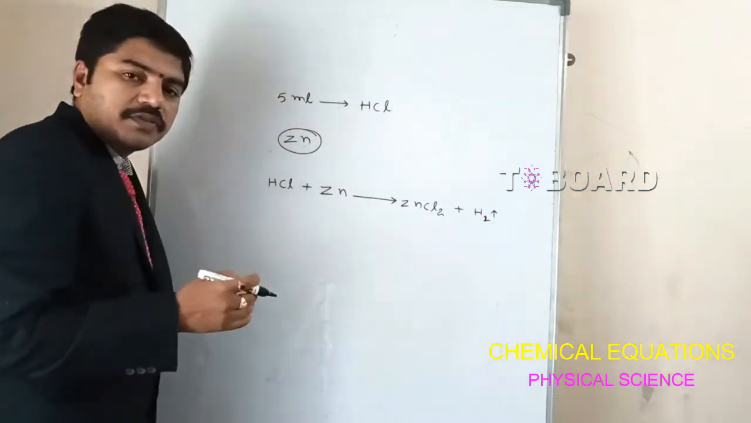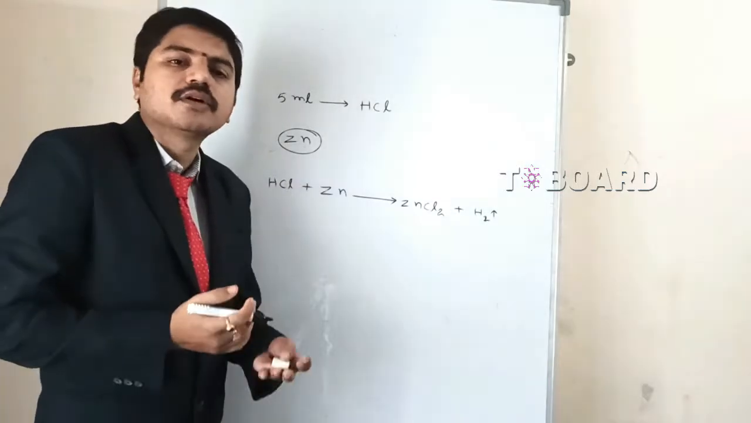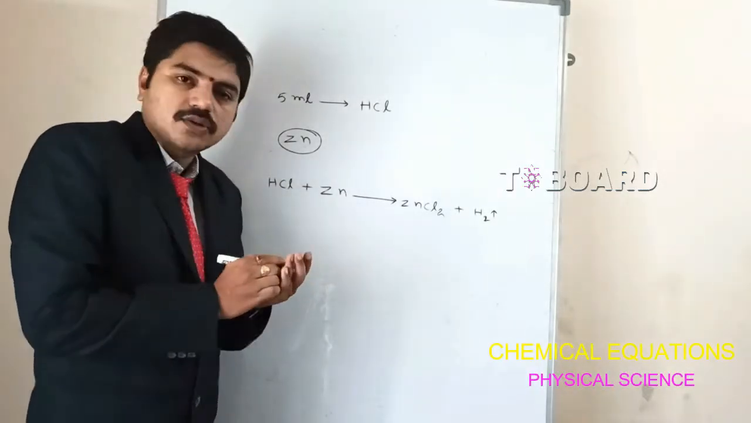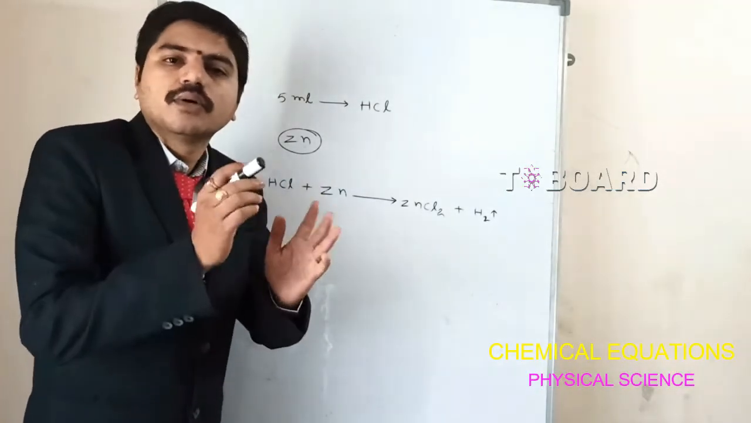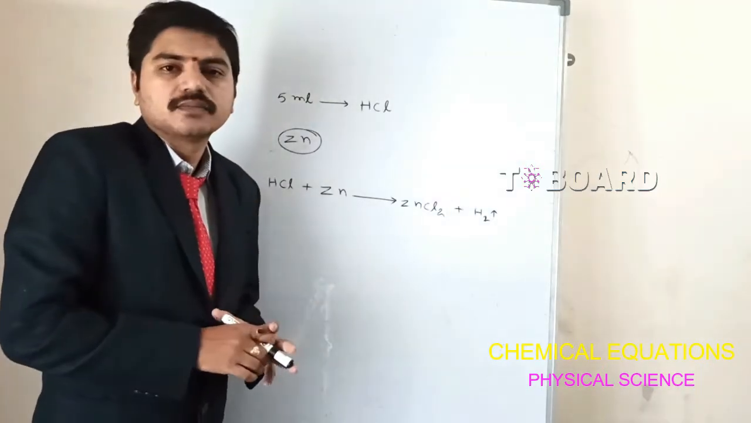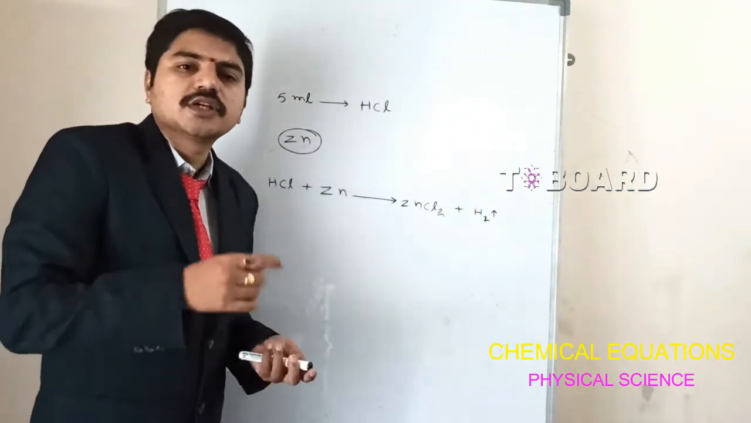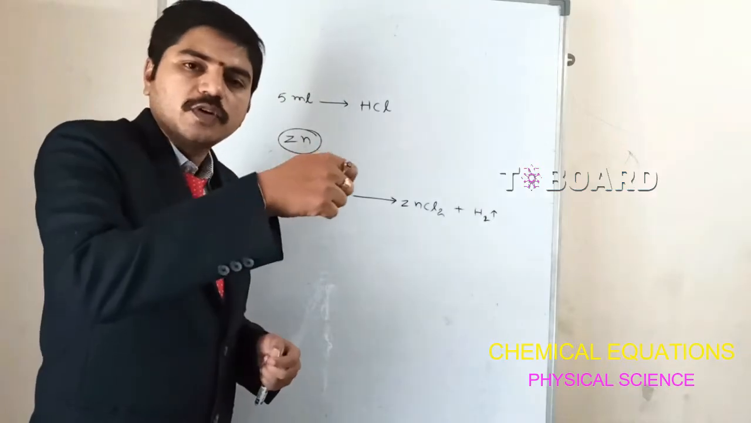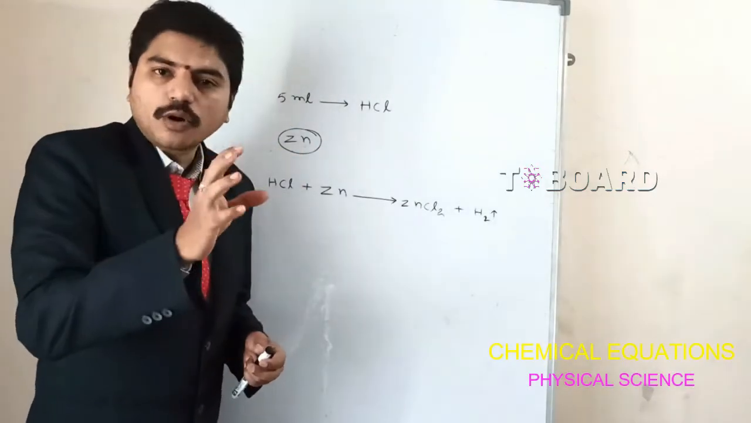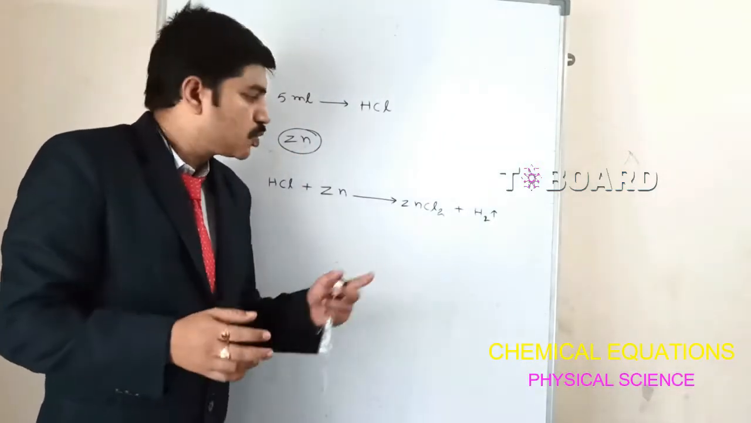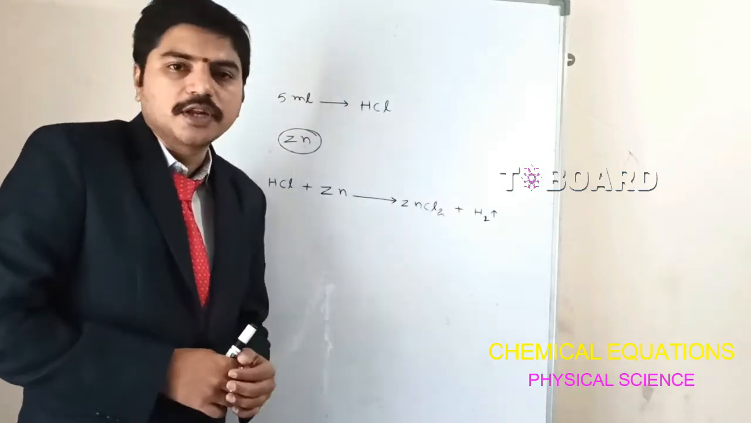So what does it mean? How do we identify whether gas is being released from the conical flask or not? You can bring a lighted matchstick and just keep it near the top of the conical flask. It will give a pop sound and it will stop burning. That is why hydrogen is said to stop the burning.